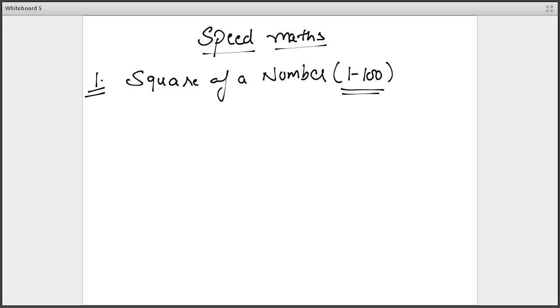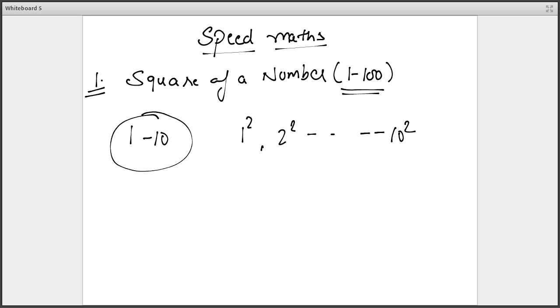I hope everyone knows the squares from 1 to 10: 1 square, 2 square, and so on till 10 square. Now let's take 13 square. What is the value of 13 square? It's 169, yes. Now, how do we get the value of 13 square as 169 using our method, using speed mathematics?